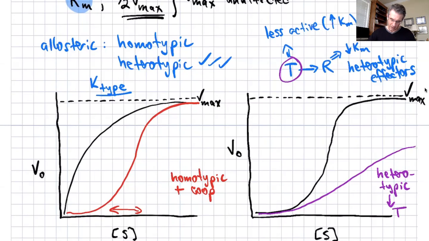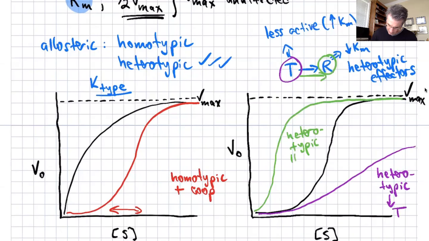But, like I said, we can also have an allosteric effector that binds to the R state, right? Pulls this equilibrium in this direction, in which case the enzyme would do something more like this, right? Okay, so in this case, we have a heterotypic effector that's sort of positively cooperative, if you want to think about it that way, right? Or is pushing the enzyme towards the R state, right?